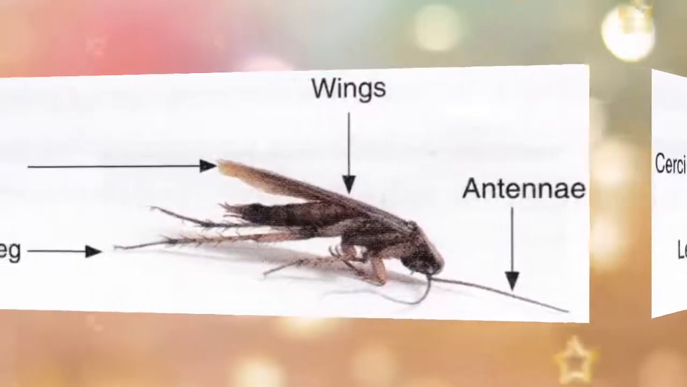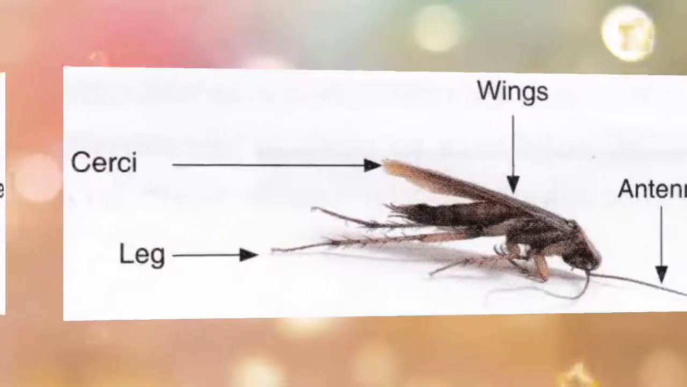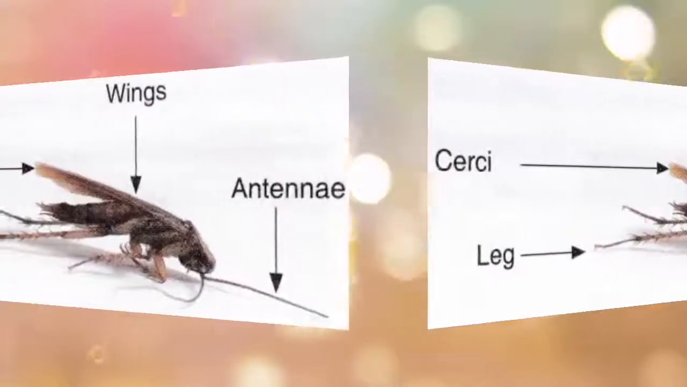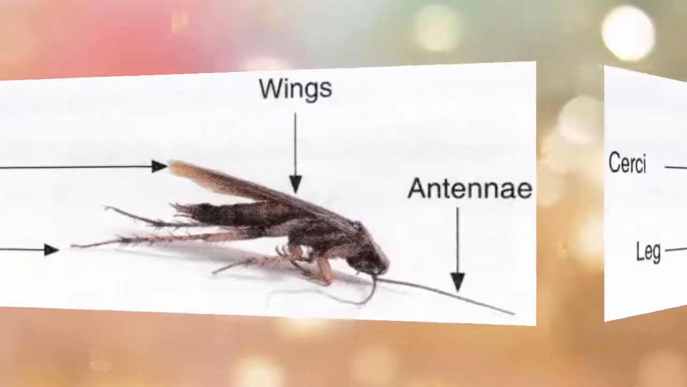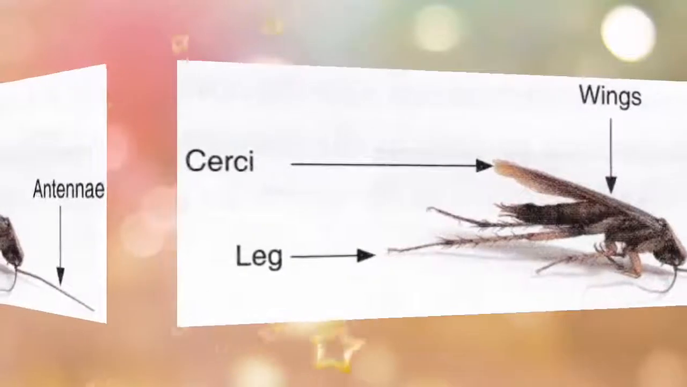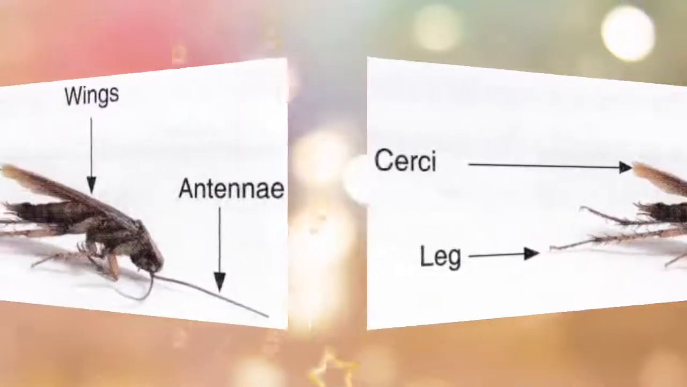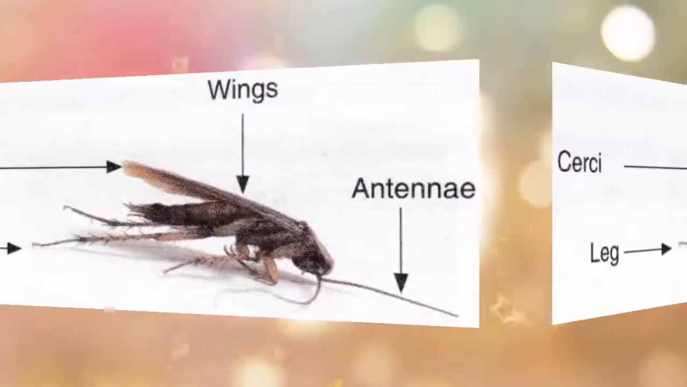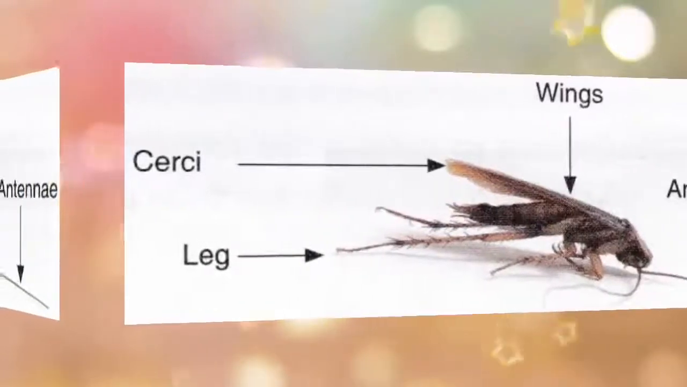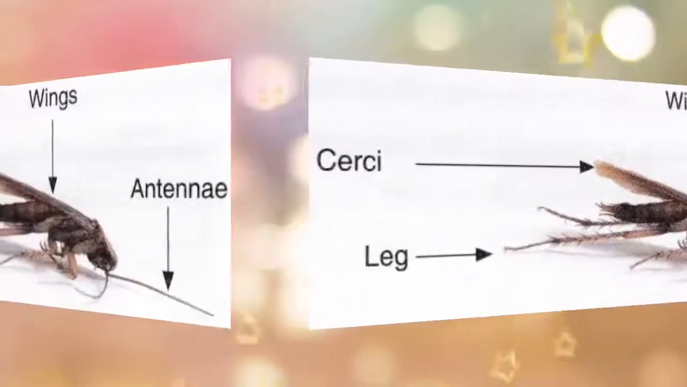In this image you can see the antenna, wings, cerci and legs. Cockroaches have a pair of antennae that help them to smell things. And they also have a pair of cerci that can detect the slightest movement and warn them of any dangers from behind.